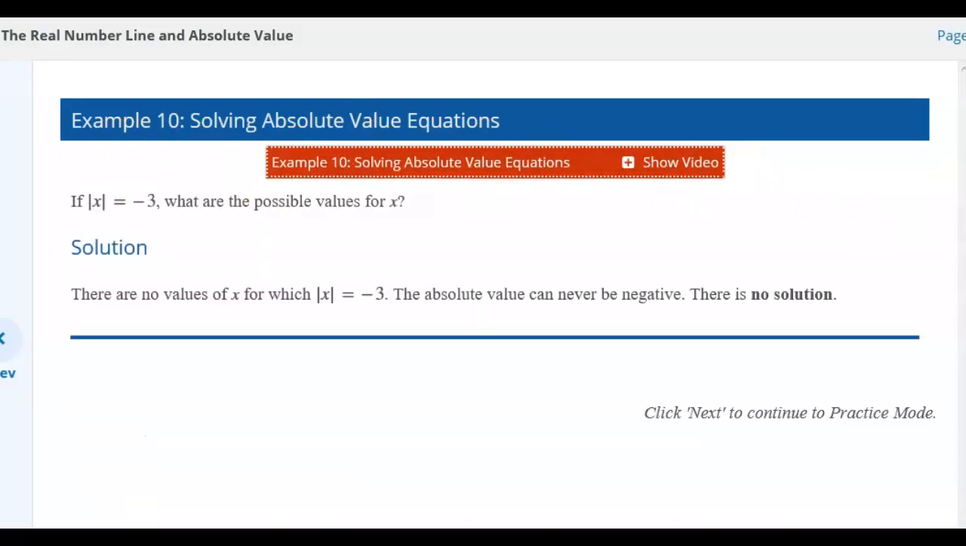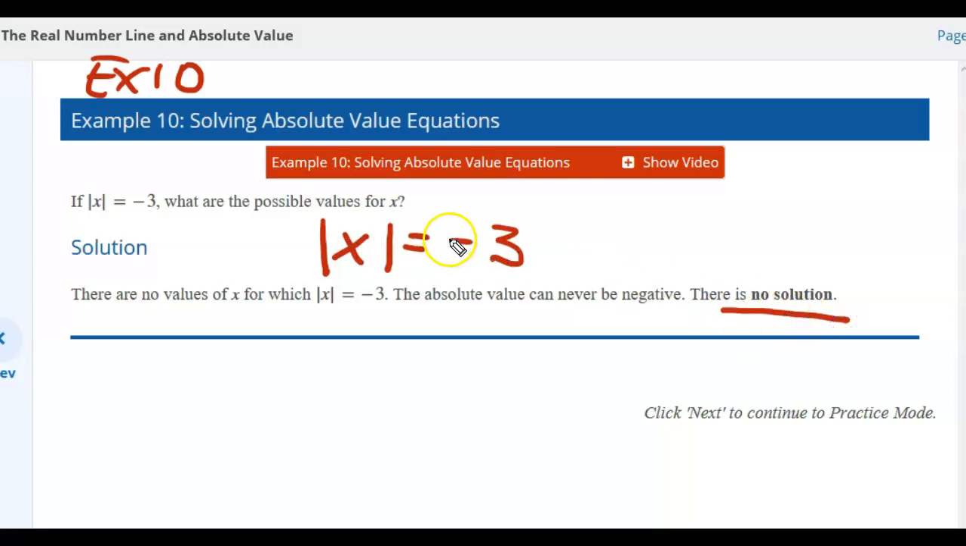Now, can something like this be true as we look at example 10? The absolute value of x is equal to a -3. Now, what did we say was the definition of absolute value? It's always going to be a positive. So this has no solution because this is not possible.